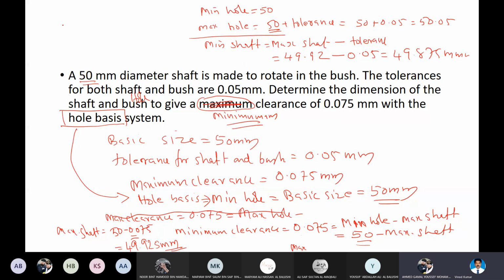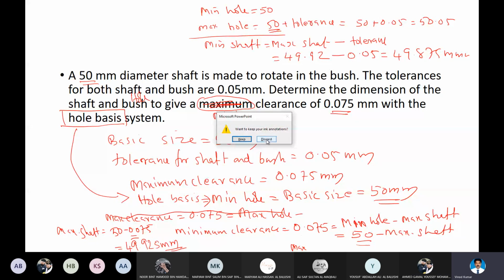Look what I mean. You write minimum clearance equals minimum hole minus maximum shaft, right? Minimum hole, how much? 50, right? Minus maximum shaft, how much? Maximum shaft, we don't know. We need to get it. That's why I got it from here. Maximum shaft equals 50 minus 0.075. So minimum clearance, how much will it be? I have given the value here, 0.075. This is the thing I explained to you.